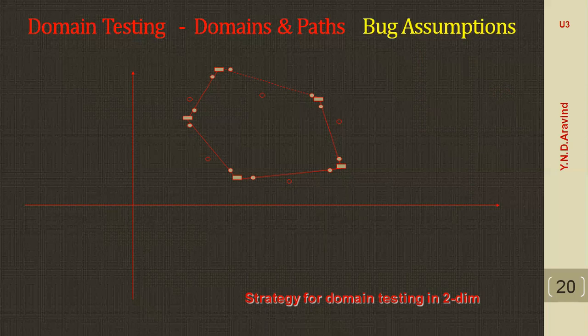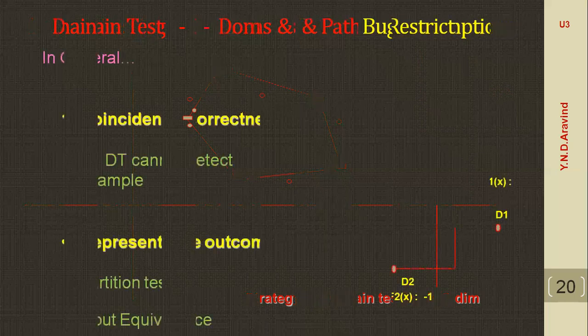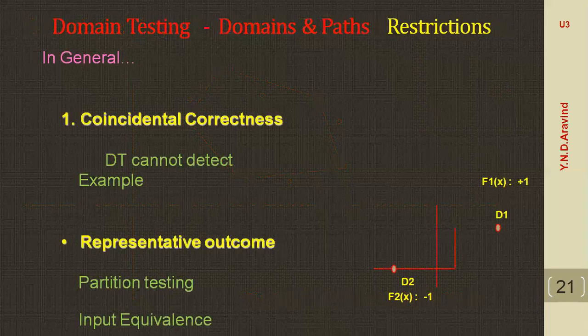Now, let us see the restrictions to domain testing. In general, domain testing has restrictions, that is, we cannot use domain testing if they are violated. In testing, there is no invalid test, only unproductive tests. We cannot say invalid test, we have to say unproductive test.